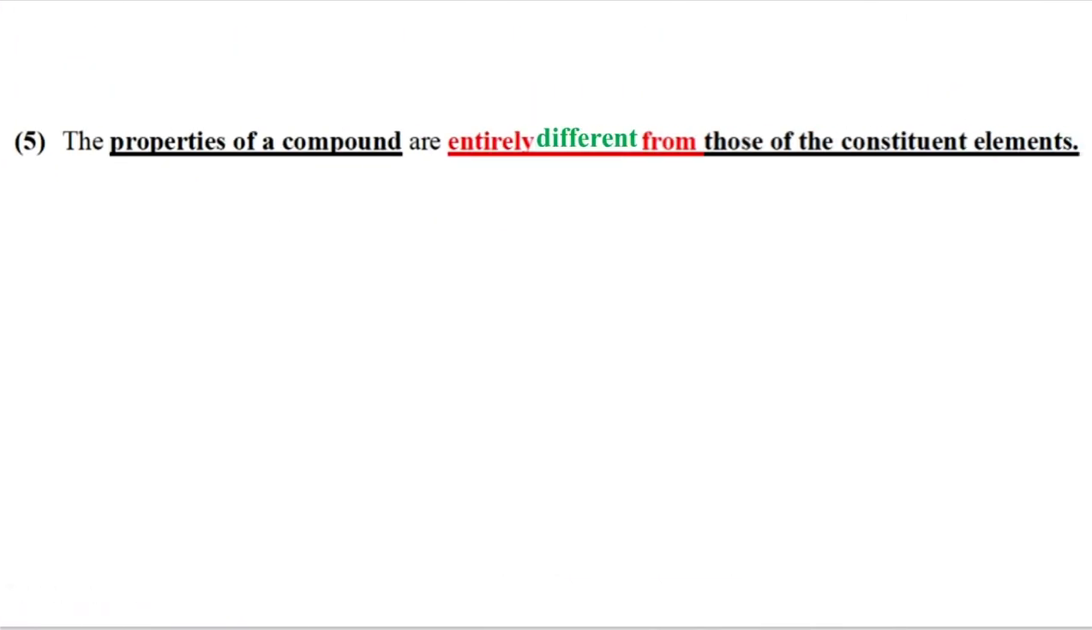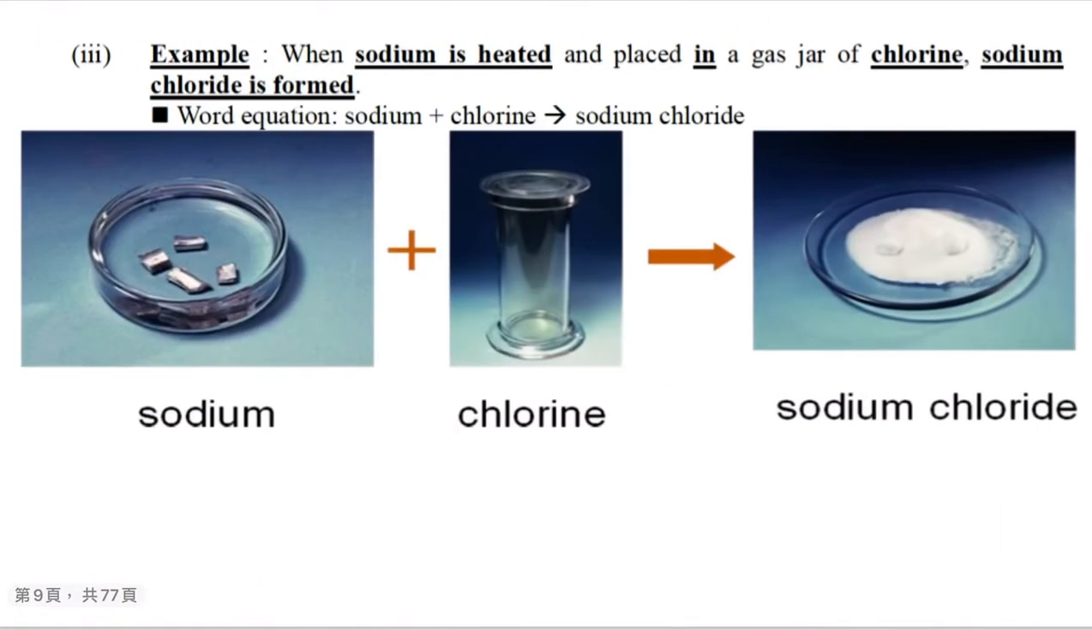Okay, the properties of a compound are entirely different from those of its constituent elements. So they are very different. Just look at these pictures. Sodium chloride is a white solid. But sodium is a very reactive metal and can react with water explosively. So very different. Sodium chloride and sodium are very different.